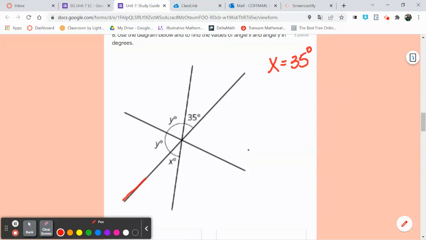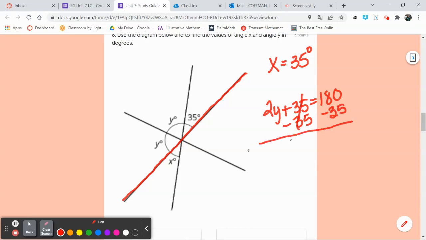Now, we got to find Y. And we've got 2 Y's and a 35 on a 180-degree line. Remember, a straight line equals 180 degrees. So that means we have 2 Y's plus 35, and altogether that equals a whole line of 180. So my first step is to take away the 35-degree angle. And when we do that, we're left with our 2y angles, and that equals 145.